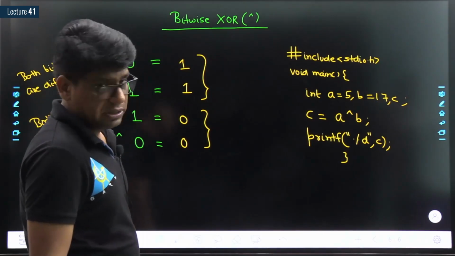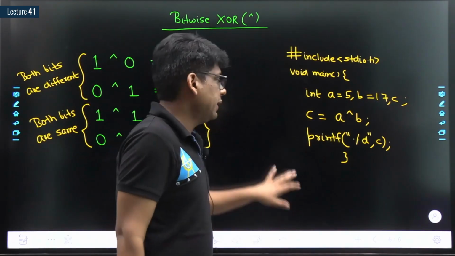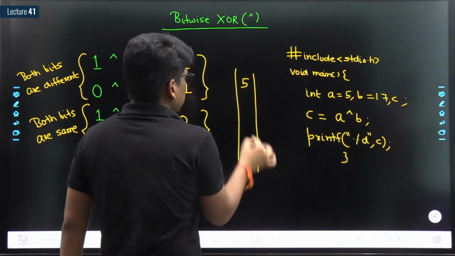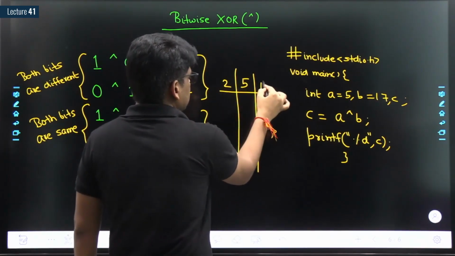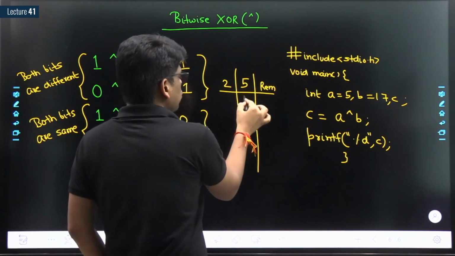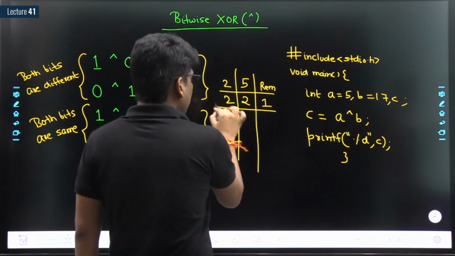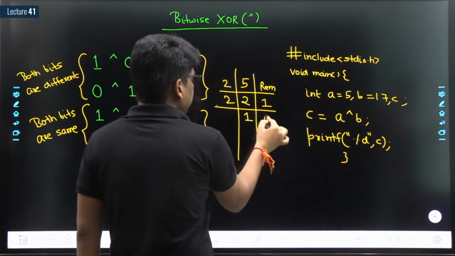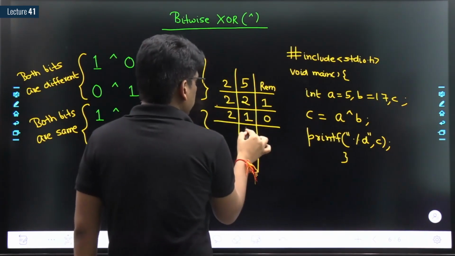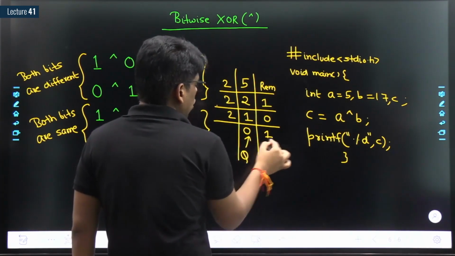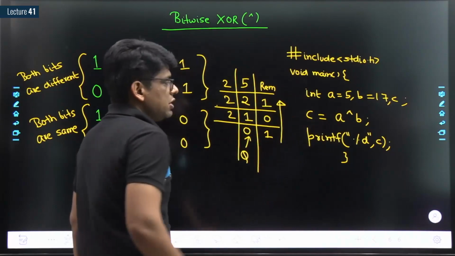Sir, first let's find the binary equivalent for 5. We have done this many times, but just for practice. When I divide 5 by 2, it goes 2 times and the remainder is 1. When I divide 2 by 2, it goes 1 time and the remainder is 0. If I divide 1 by 2, it goes 0 times and the remainder is 1. We stop here. The binary equivalent is 101.